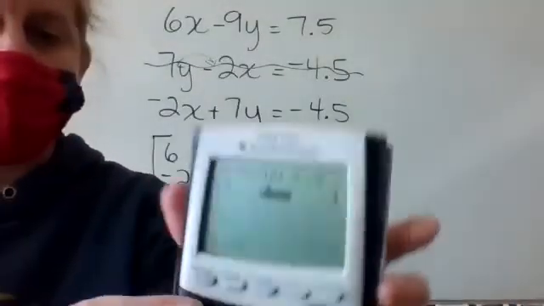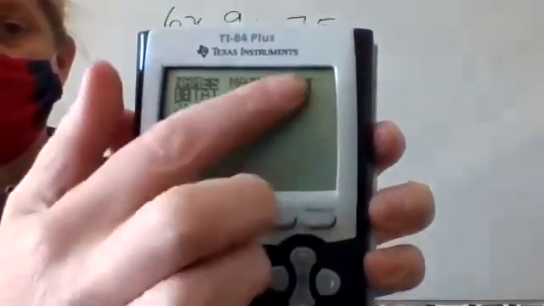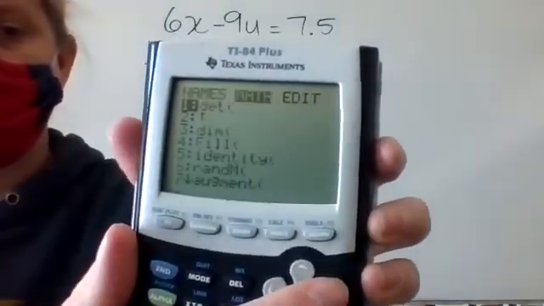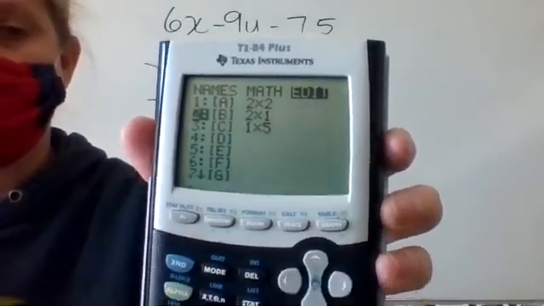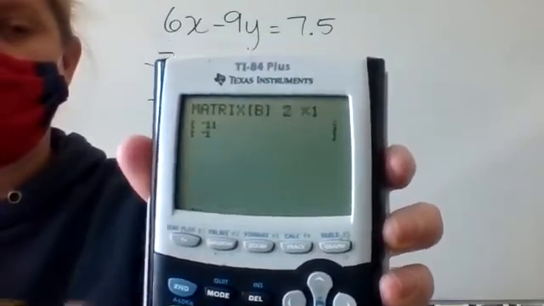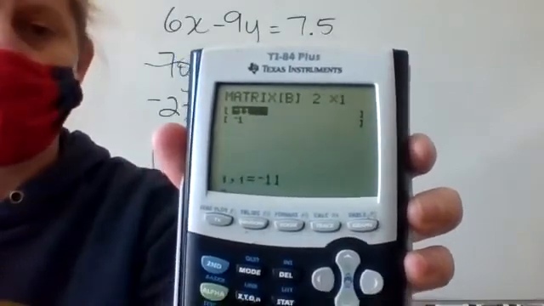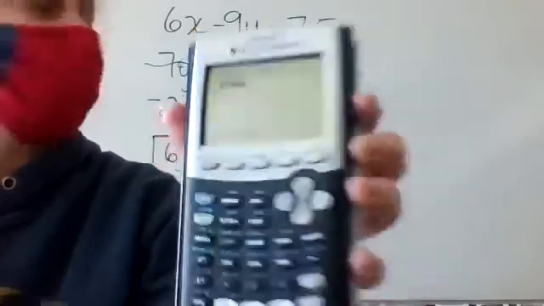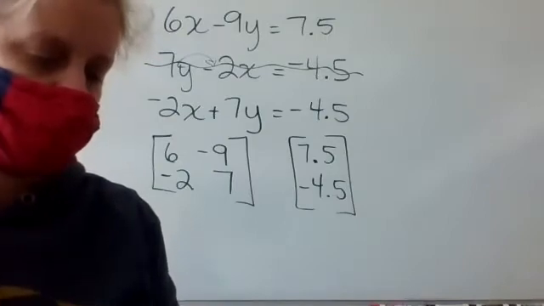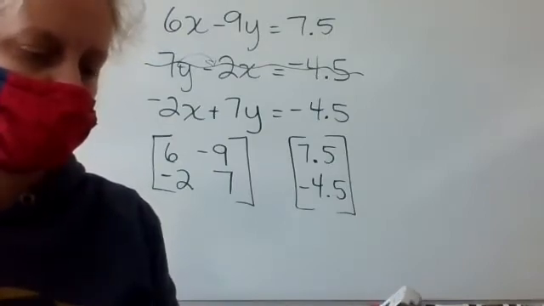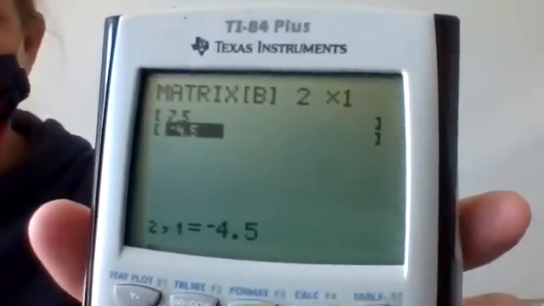Now make your matrix B. So again, second matrix. Go over to edit again. Don't forget to go down to B and hit enter. Matrix B is still a 2 by 1, so hit enter, enter to tell it I'm staying 2 by 1. And enter your new numbers, which are 7.5 and negative 4.5. So again, double check that you put your numbers in right.